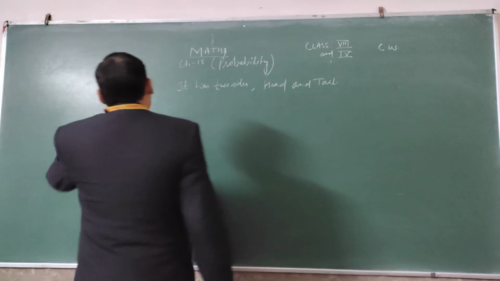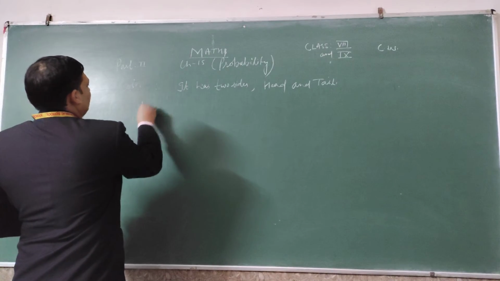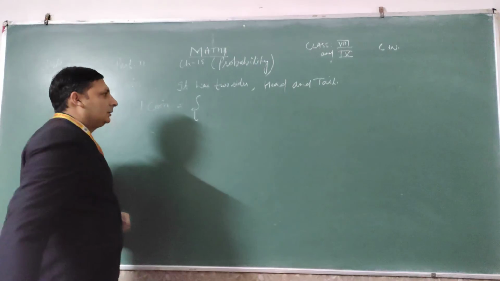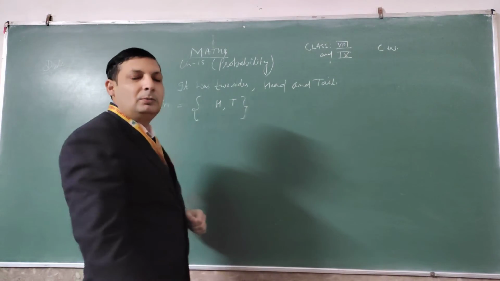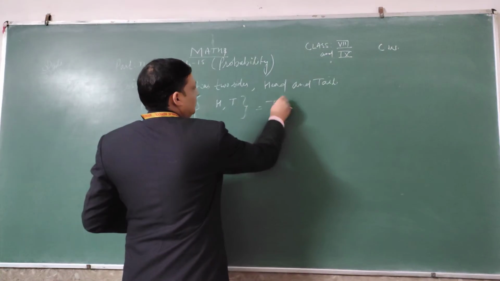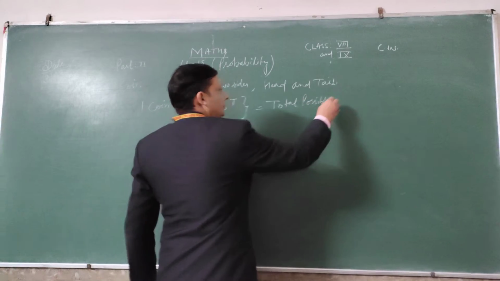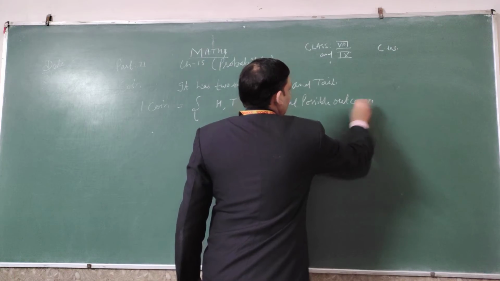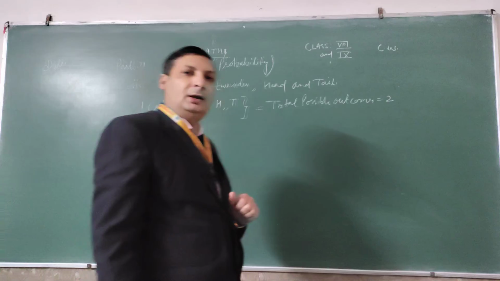The first question we have taken is on one coin. So what is the sample space? When I toss one coin, the possible outcome will come, head or tail. It is a possible outcome of one coin. So how many total outcomes? Total possible outcomes will be 2, that is head and tail.